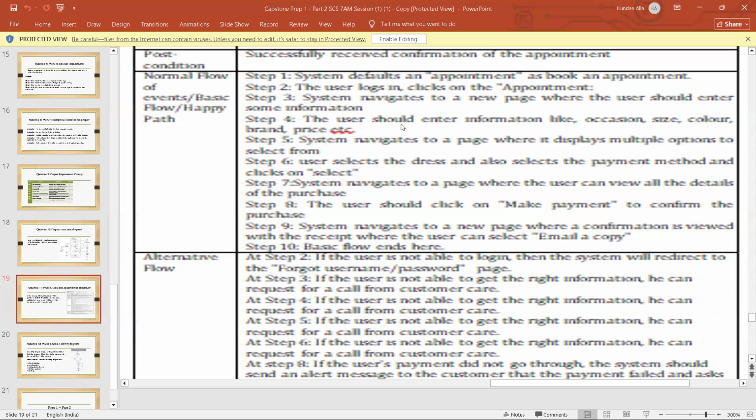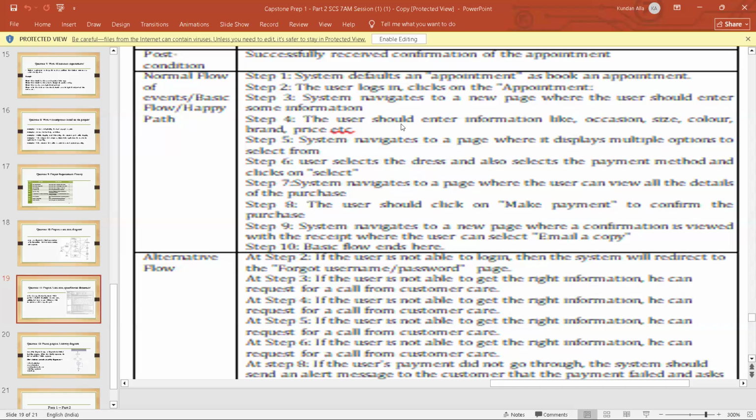So these are the alternate flows: forgot password and login with OTP. Normal flow is you will be filling in your details and logging in. Alternate flow means if you have forgotten your password, then you can click on forgot password, change your password, and that's how you can log in.